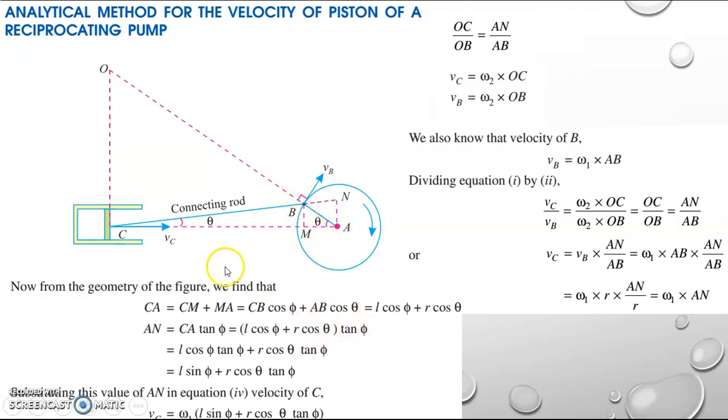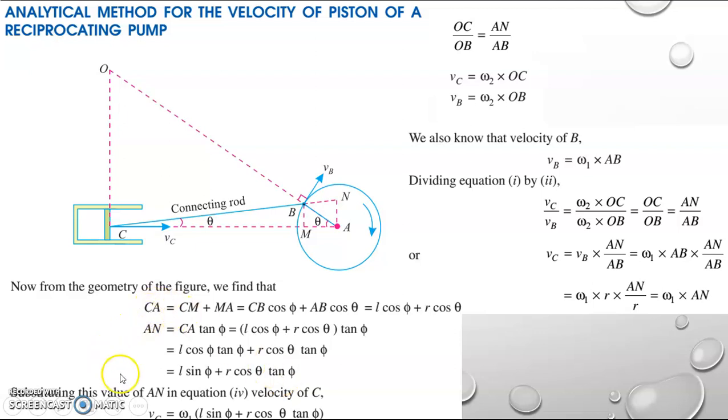CB is the length of the connecting rod, so we'll be replacing it with L, and AB is the radius of the crank, so we'll be replacing it with R. So L cos phi plus R cos theta into tan phi. We'll be multiplying the whole thing with tan phi. L cos phi into tan phi plus R cos theta into tan phi. Tan phi is equal to sin phi by cos phi, so cos phi gets cancelled. We will get L sin phi plus R cos theta tan phi as the equation for AN.